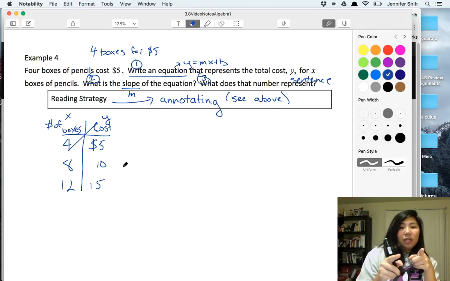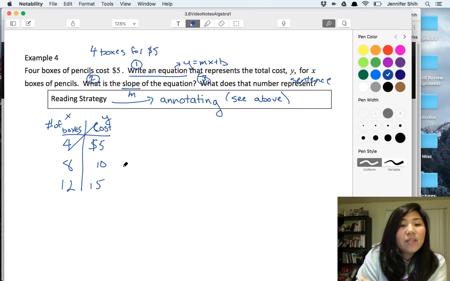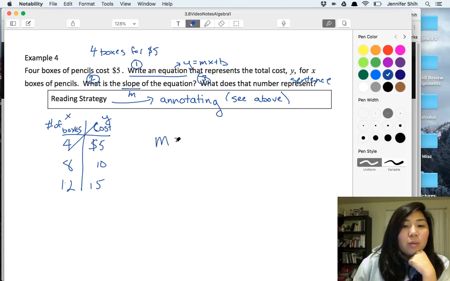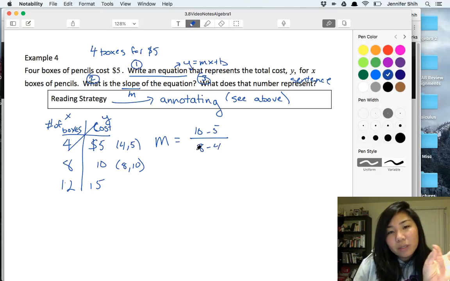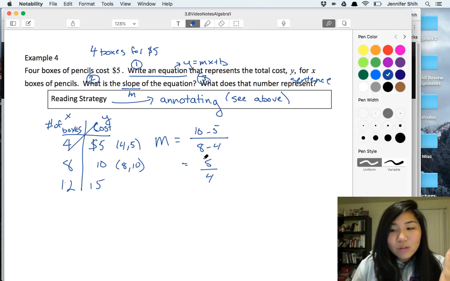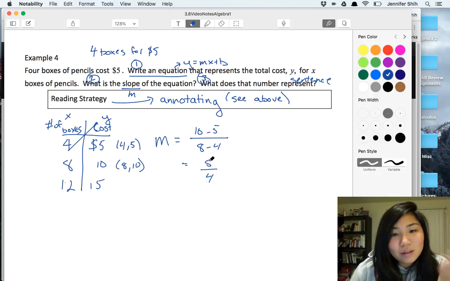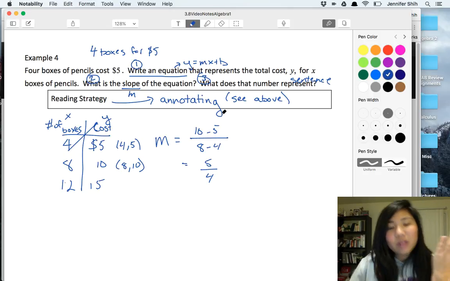All right, I made a table. Now I have to make an equation and I have to find the slope. So my slope, I have coordinate points here. I have 4, 5, and I have 8, 10. I'm going to find the slope. 10 minus 5 over 8 minus 4. This is the y2 minus y1 business that we've done in class and previously in this video. 5 over 4. Okay, my slope is 5 over 4. That makes sense because for every 1 box of pencils, it's going to cost 5/4 of a dollar.